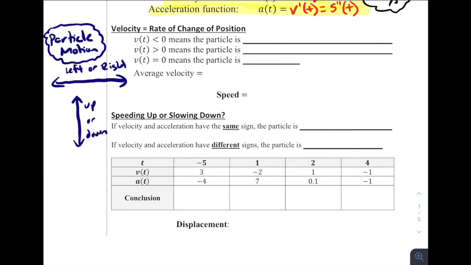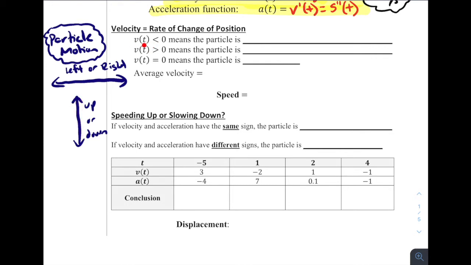So the particle, for example, might move to the right, and then it might move left, and then it might move to the right again. Your particle, if it were on this line, might move up, and then down, and then up again. Depending upon the context of the problem, the key piece here is that it is moving on a straight line, left or right, or up or down, one of the two.